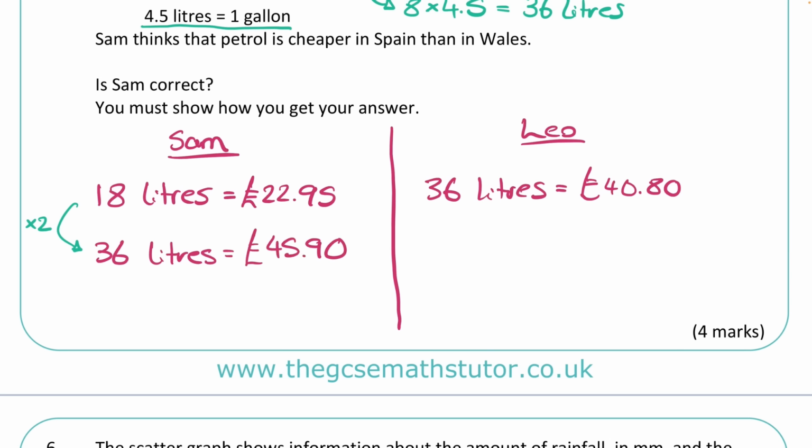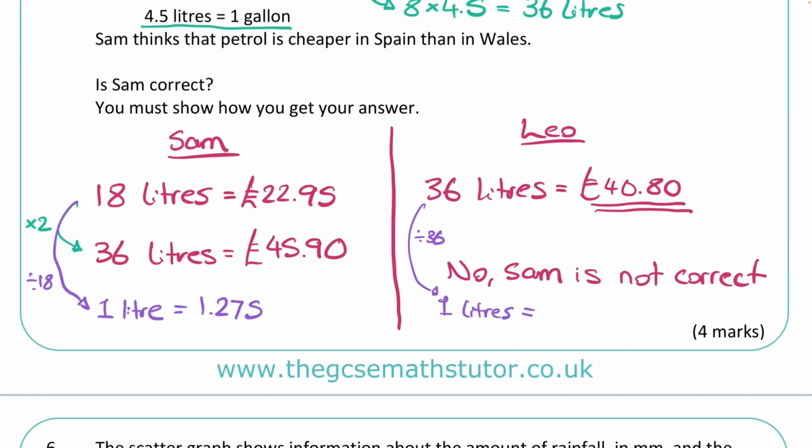And for the other one, £40.80 divided by 36. We get a recurring decimal, but it's 1.13 recurring. So if we round them to the nearest penny, we've got £1.27 and £1.13. So again, you can see Leo's is smaller per litre there, and therefore no, Sam is not correct. Whichever method you prefer, but of course that concept there of getting everything into the same units before making that comparison.